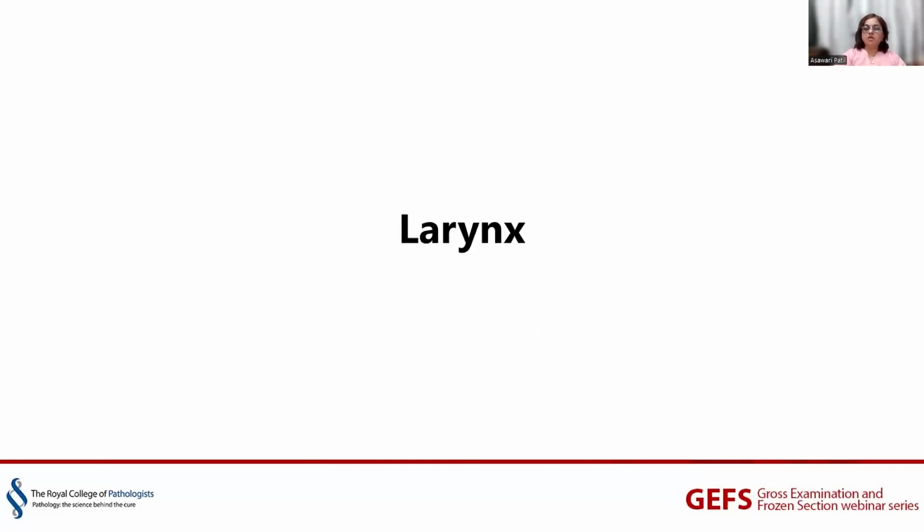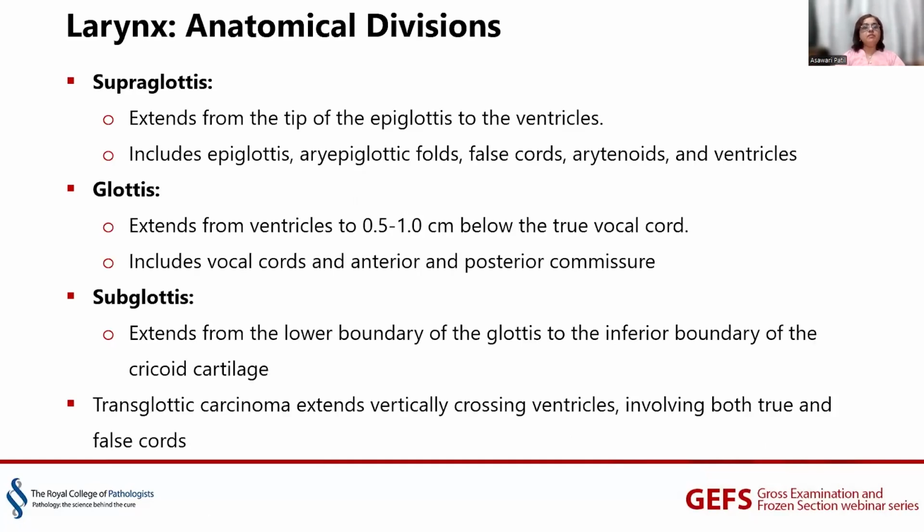So with this, we go to the next specimen, larynx. Before understanding the anatomy of larynx, we need to understand the anatomical divisions of the larynx. It is supraglottis, glottis, and subglottis. So what is supraglottis? It extends from the tip of the epiglottis to the ventricles, and includes epiglottis, aryepiglottic folds, false cords, arytenoids, and ventricles.